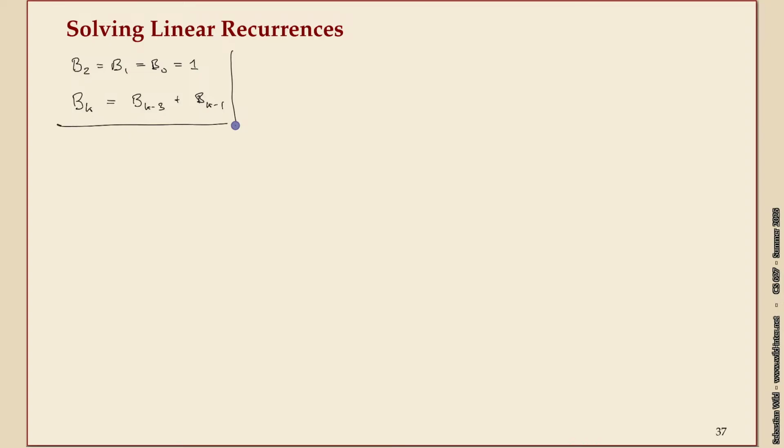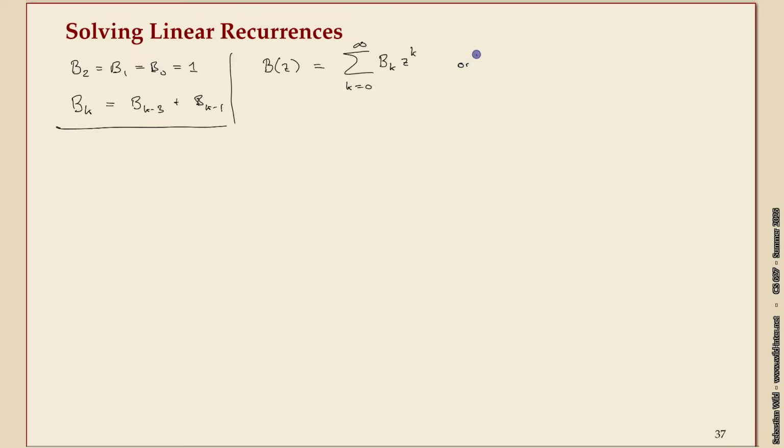The first step is to do something weird. We're going to define some function which is a series, an infinite sum of this form. You'll have to bear with me a bit for why. For now, I'm just claiming this is going to help. And this is called the ordinary generating function of that sequence of numbers.